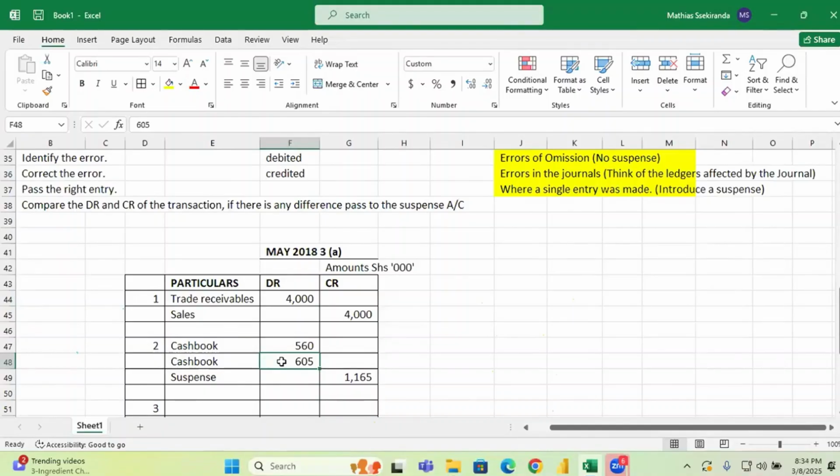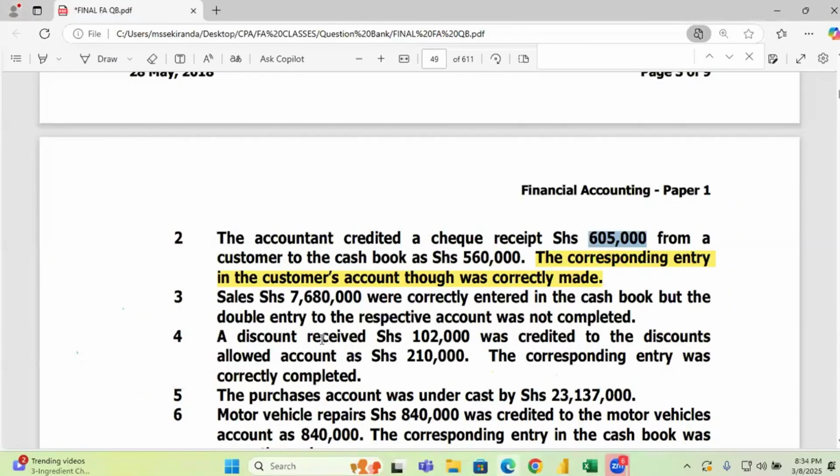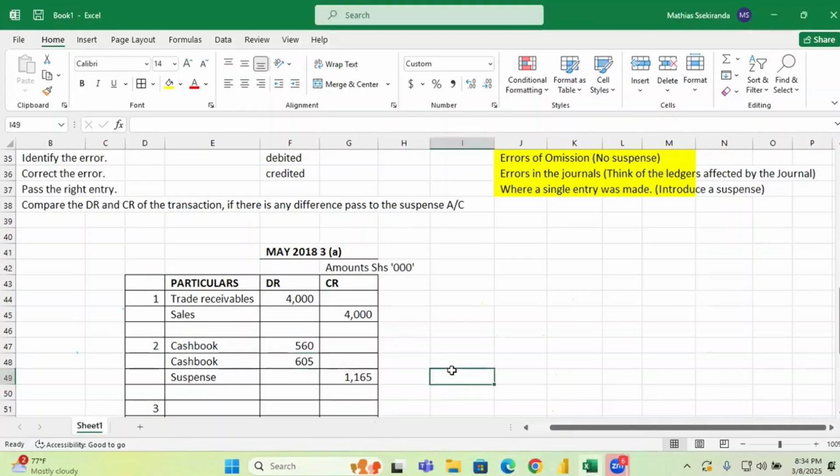And yet the check was 605. The statement is clear. The accountant credited the check receipt of that amount from a customer to the cash book as 560. So what is confusing you, Dennis? First, I've got it. Because they said he first credited the account by 560.